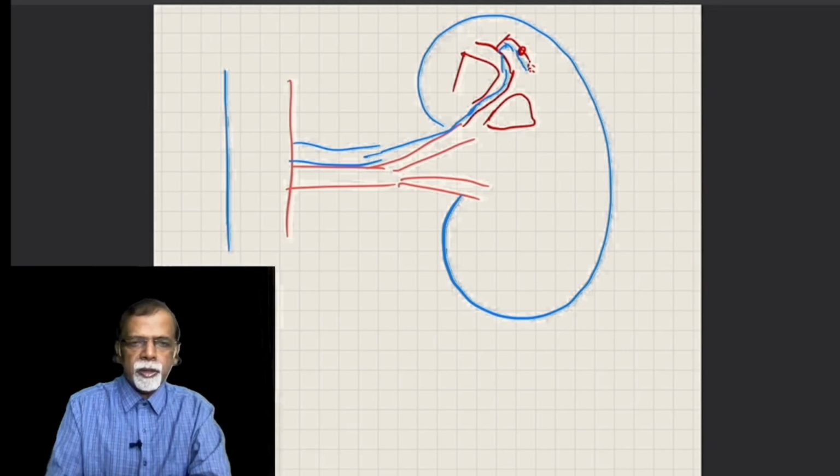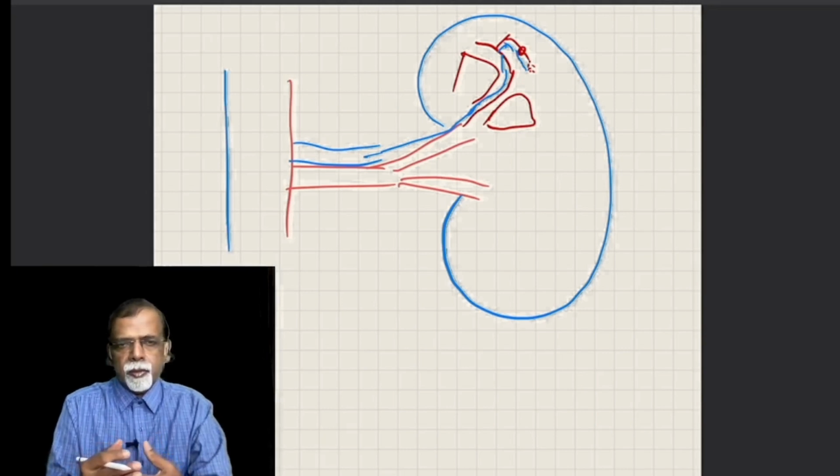We will come to how glomerular filtration is occurring in the next session.